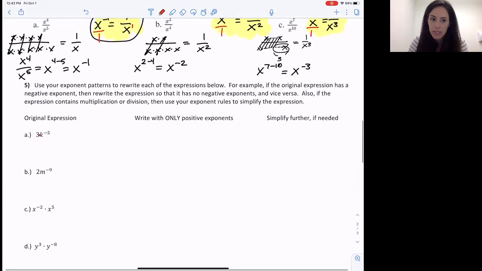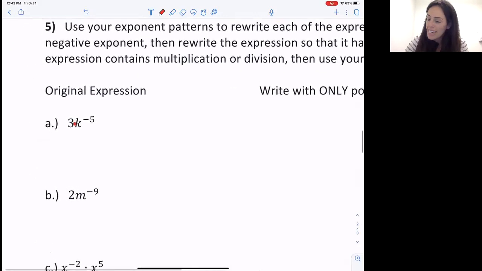I'm going to zoom in on this here. What does that negative 5 apply to? A lot of people mess this up. They think that the negative 5 applies to the 3 and the k. But that is not true. It only applies to the k, not to the 3.